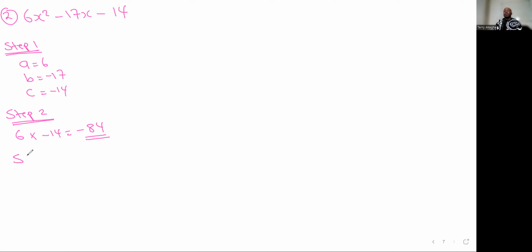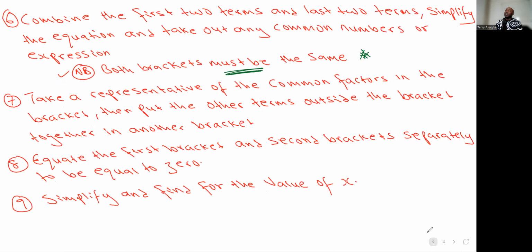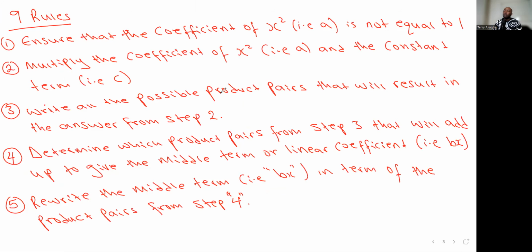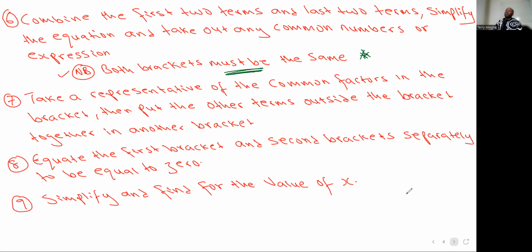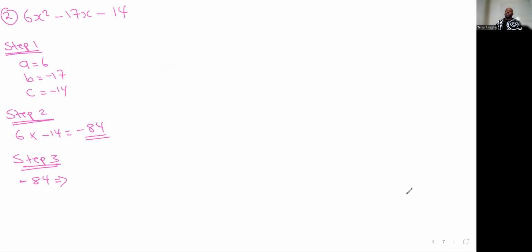Now, step 3 is that we have to look for all the product pairs that are going to give us minus 84, okay? So step 3 says write all the possible product pairs that will result in the answer from step 2, all right? So what numbers will give us minus 84? There are several of them, so I'm going to list all of them as much as I can. So we can have 1 and minus 84, which will give us minus 84. You can have minus 1 and 84, and that will give us minus 84.